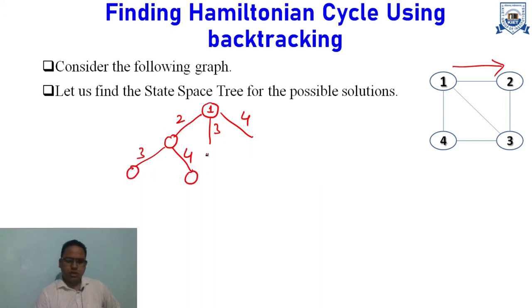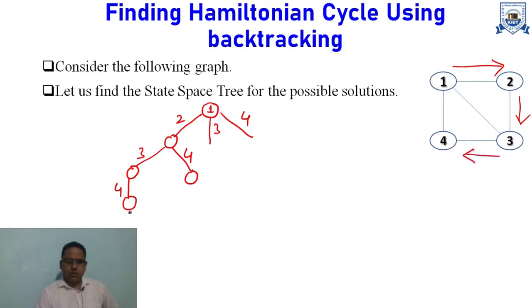Let's check from 2 to 3. Node is there, path is there. Yes, there is an adjacent path 2 to 3, so that means we can go to here. Now from 3, the only option left is 4, so we can go to node number 4. Check whether from 3 to 4 a path is there. Yes, there is a path.